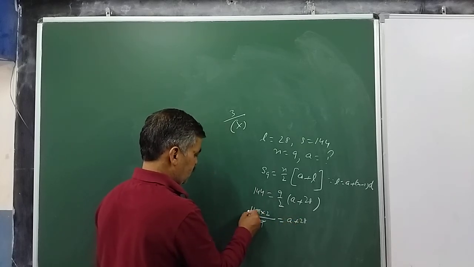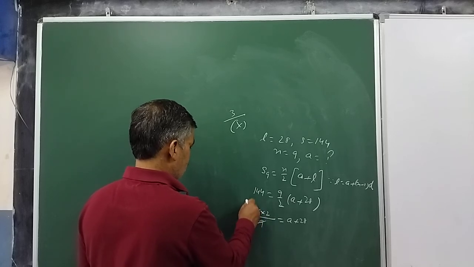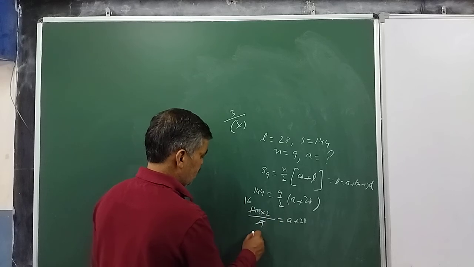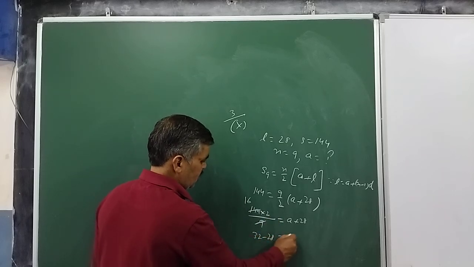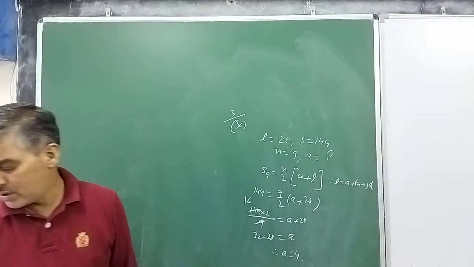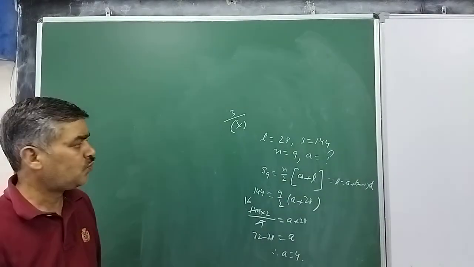So 32 minus 28 is equal to a. So a will be equal to 4. So answer will be a is equal to 4.